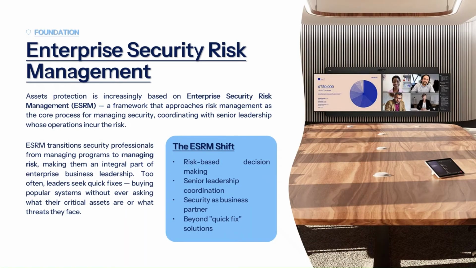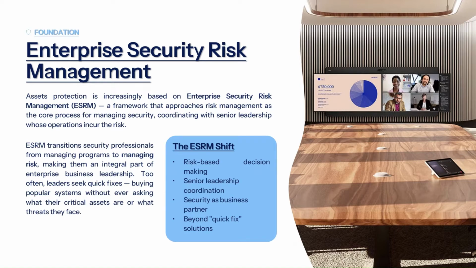Enterprise Security Risk Management, or ESRM, is the framework that aligns security activities with organizational objectives. It ensures that physical security decisions are based on risk, business priorities, and stakeholder collaboration. ESRM shifts security from a purely operational function to a strategic partner within the organization. It emphasizes identifying critical assets, assessing threats and vulnerabilities, and implementing appropriate risk treatment options.